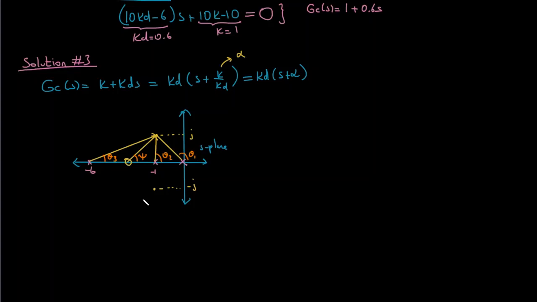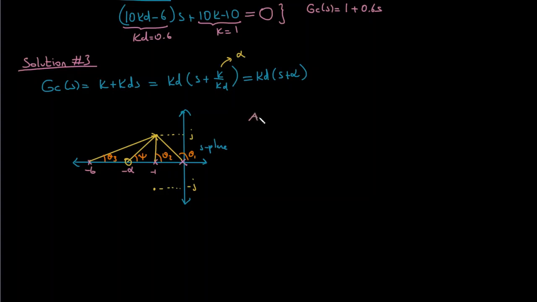And I should also explicitly write down that this is equal to minus alpha point over here. So we have the term S plus alpha in our controller transfer function, so that will appear as a minus alpha 0 over there. And it's at an unknown location. We don't know where it is yet. So let's first try to write down the angle condition.